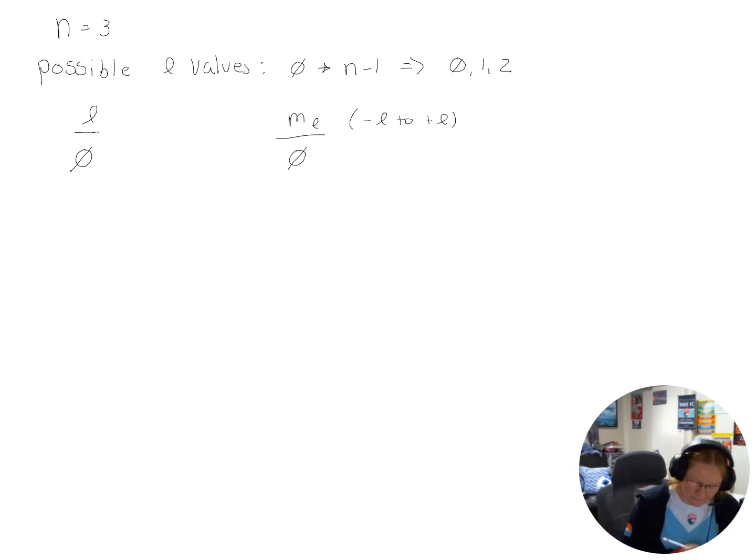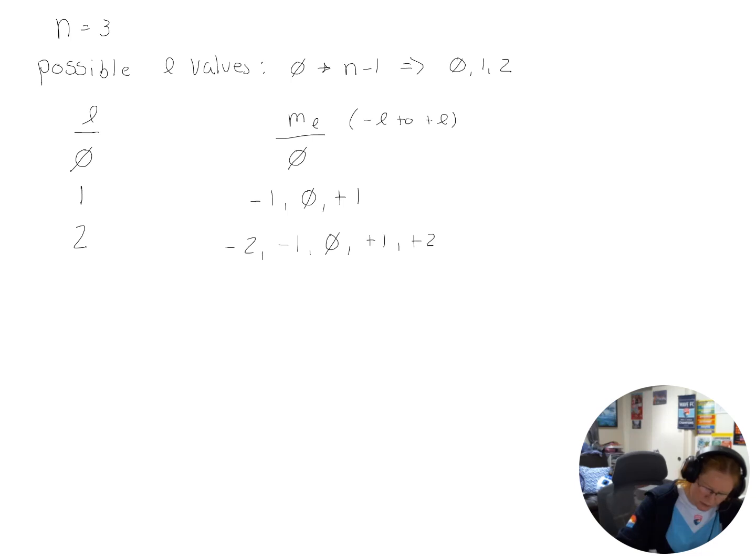Okay? All right, now for an L value of 1, if I can go from negative L to positive L, that means I can go from negative 1 to 0 to positive 1. All right? And our last L value of 2, we can go from negative 2 to negative 1 to 0 to positive 1 to positive 2.